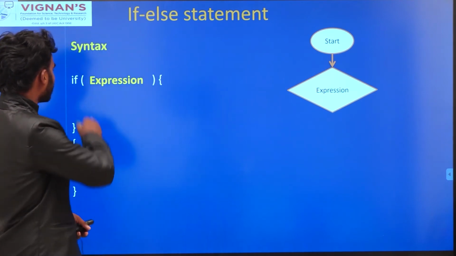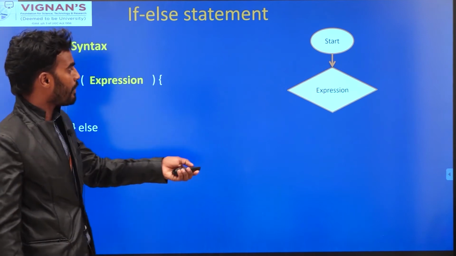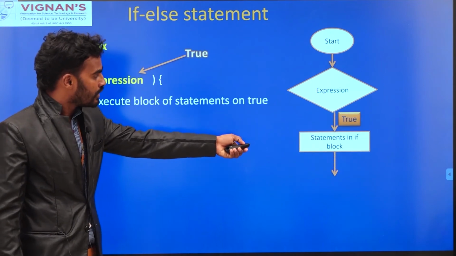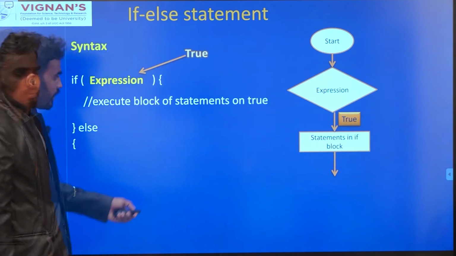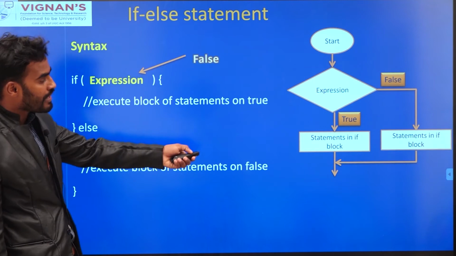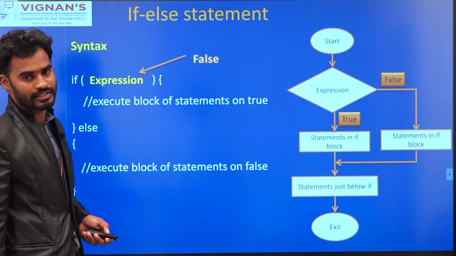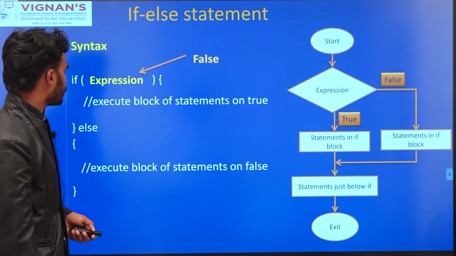Here also, this is the syntax. The compiler will evaluate the expression. If the expression is true, the statements in the if block will be executed. If the expression is false, the statements in the else block will be executed, and then the remaining statements just below the if else will be executed. Okay, so this is the syntax.